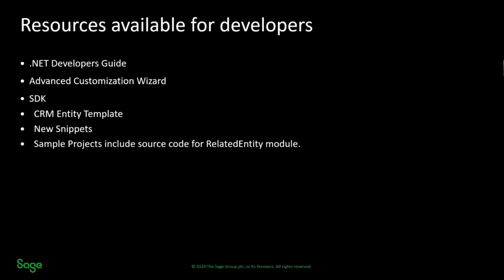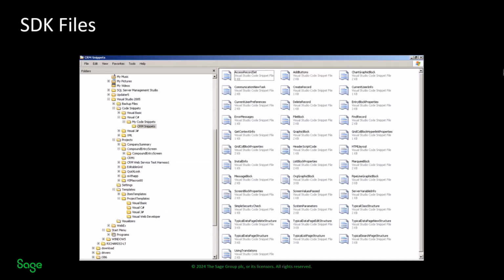I want to put everything into context of how the .NET API fits in with other things that we'll be doing. We will see how the .NET API works alongside the Advanced Customization Wizard next week. But you will get a whole set of resources available to you. As I said, the SDK snippet files, you'll see those.